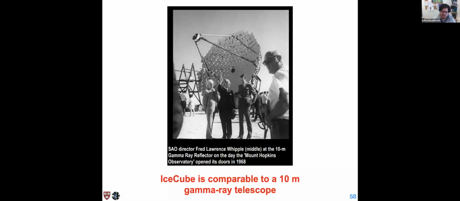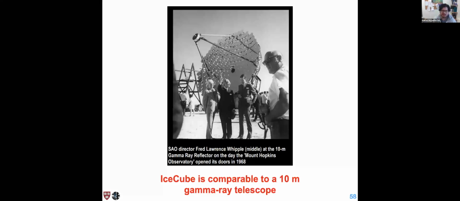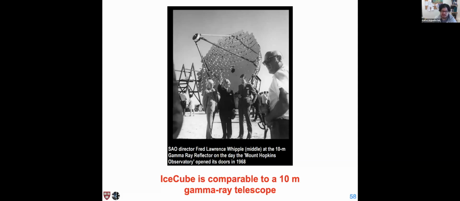So 100 square meters is comparable to a 10-meter gamma ray telescope. And so the Whipple telescope, a gamma ray telescope operated in the 70s, was the first telescope to observe diffuse gamma ray emissions. And so it's not surprising that IceCube, which is similar in size, is able to see the first neutrino sources. Okay, so that's the comparison between what gamma ray astronomy is and what neutrino astronomy is. So gamma ray astronomy is ahead of us by about 50 years.